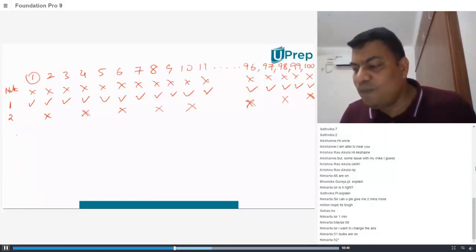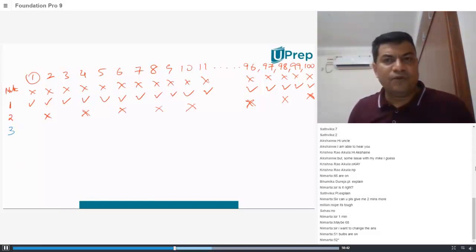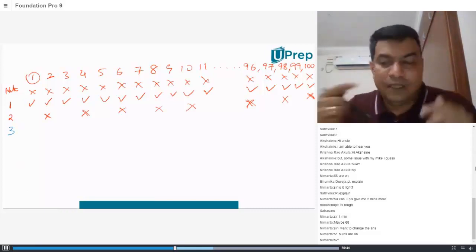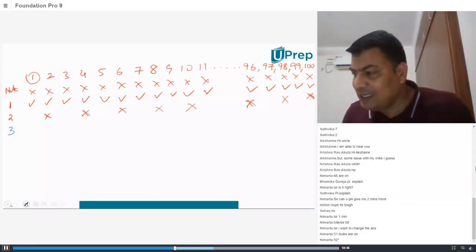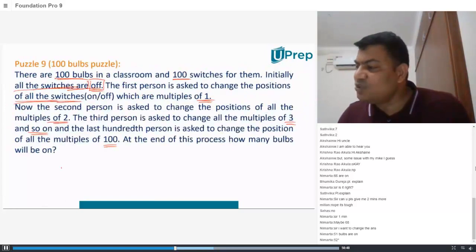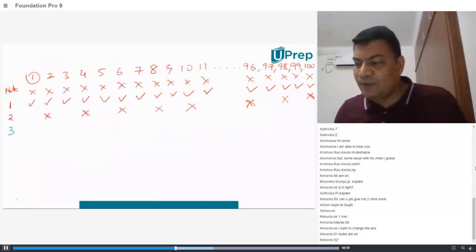Okay. Now when I go to multiples of 3, what is this guy supposed to do? If you go back to the question, he clearly says, the second person is asked to change the position of all the multiples of 2. We have already done that. The third person is asked to change all the multiples of 3. All the multiples of 3.